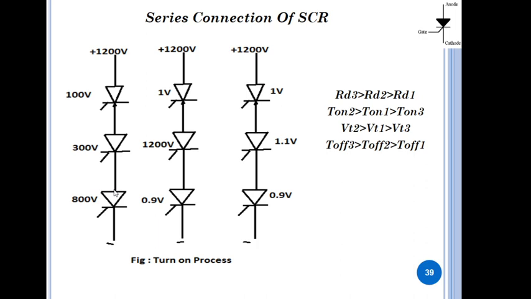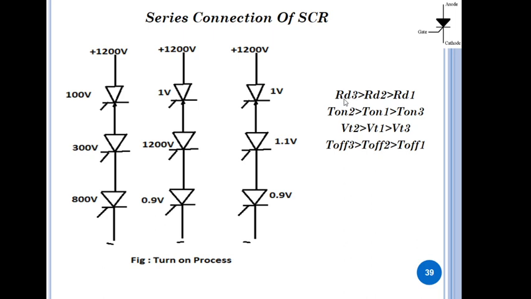They do not share the voltage equally when they are in the forward blocking state. So the SCR which has the minimum blocking state current will share the maximum voltage, and we define the blocking state current in terms of voltage. Blocking state current is voltage divided by resistance. V is equal to I into R, so current is equal to V divided by R.